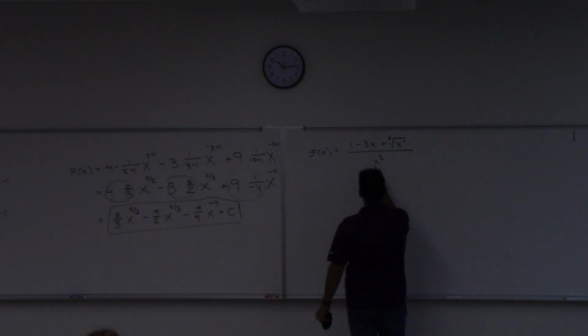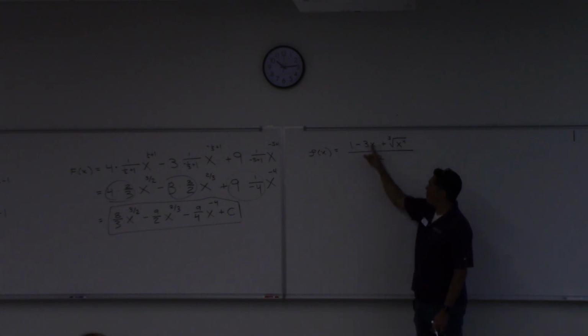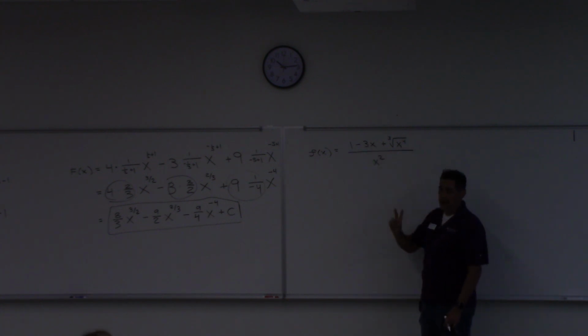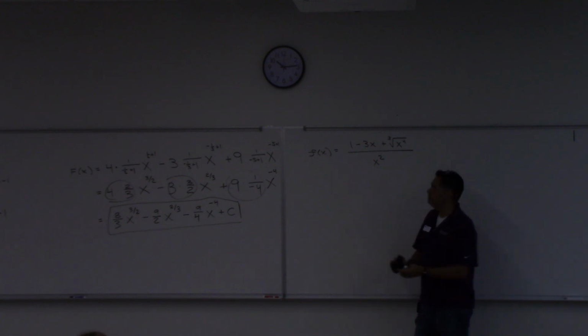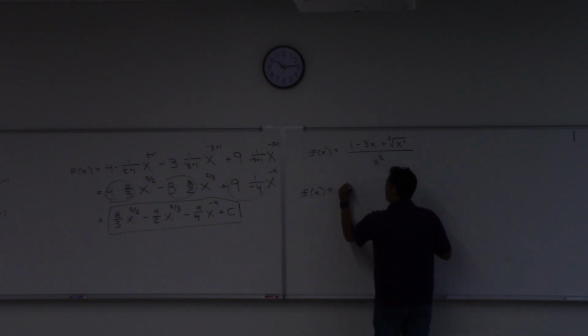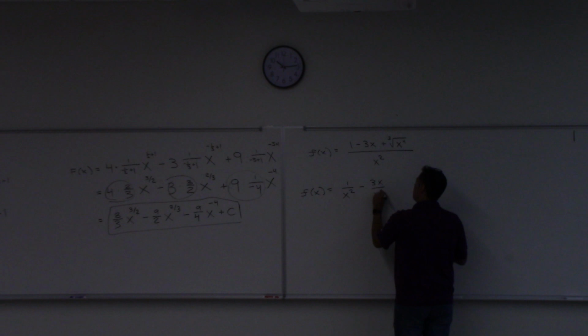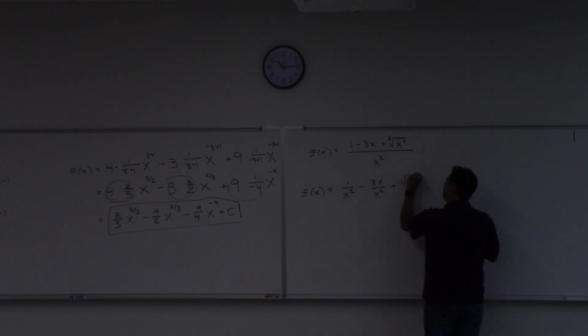Exactly. Because there's a single term in the denominator and multiple terms in the numerator, you can split this into three separate fractions, right? I can do this over this, this over this, this over this. And then maybe from there I'll be able to attack each one. So let's start with that. That's just an algebra move, right? 1 over x squared minus 3x over x squared plus cube root of x to the fourth.